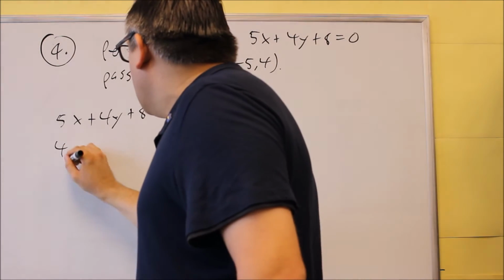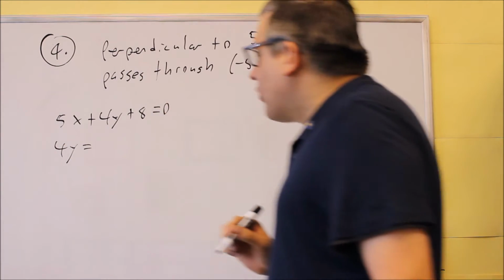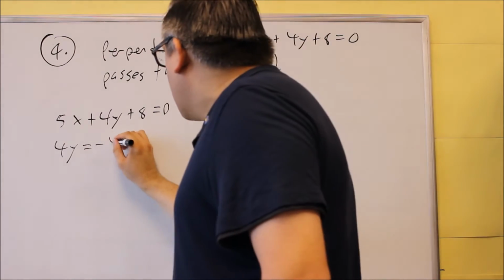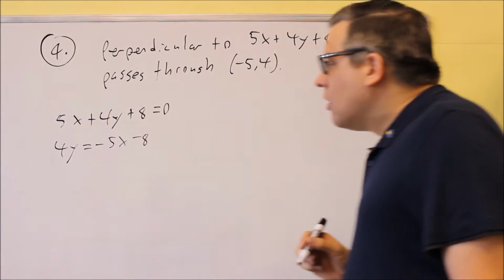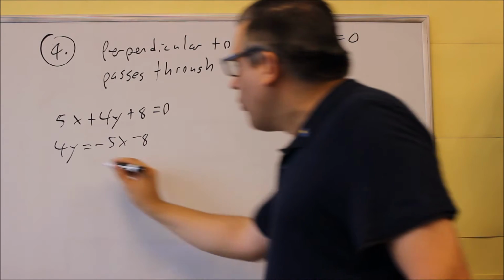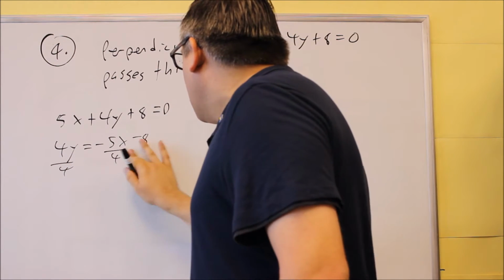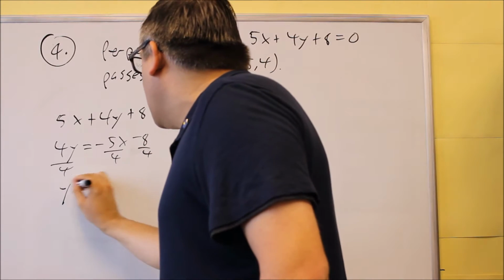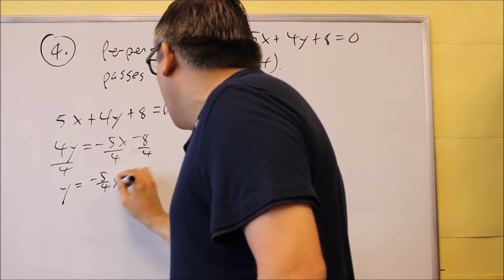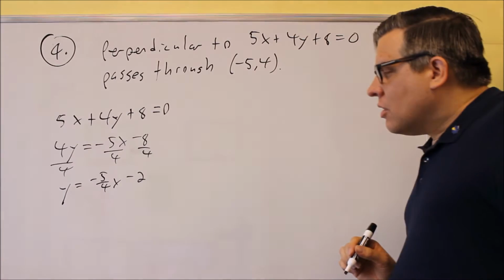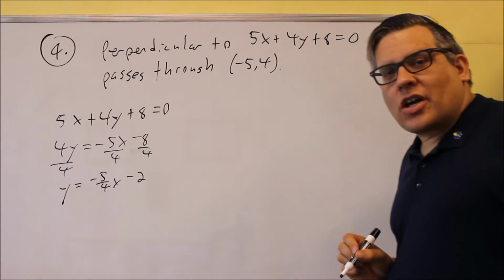Okay, so we're going to move the 5x and the 8 over to the other side, so we get negative 5x minus 8. And then you want to divide everything by 4, so divide each of these by 4. And when we do, we get y is equal to negative 5 fourths x minus 2. So the slope of the original line is negative 5 fourths.